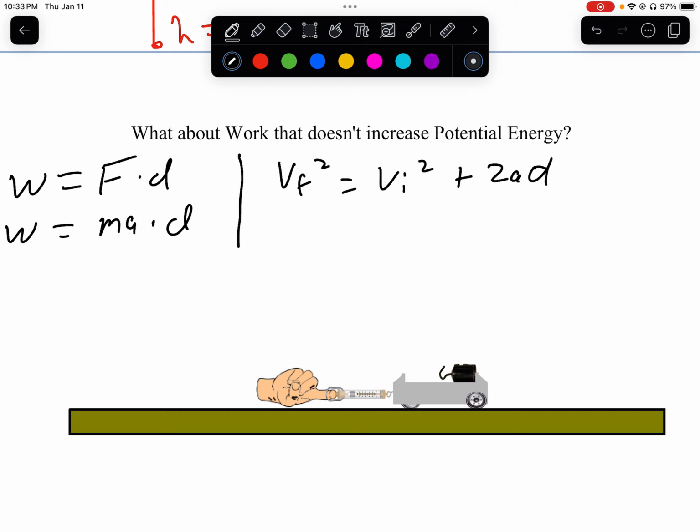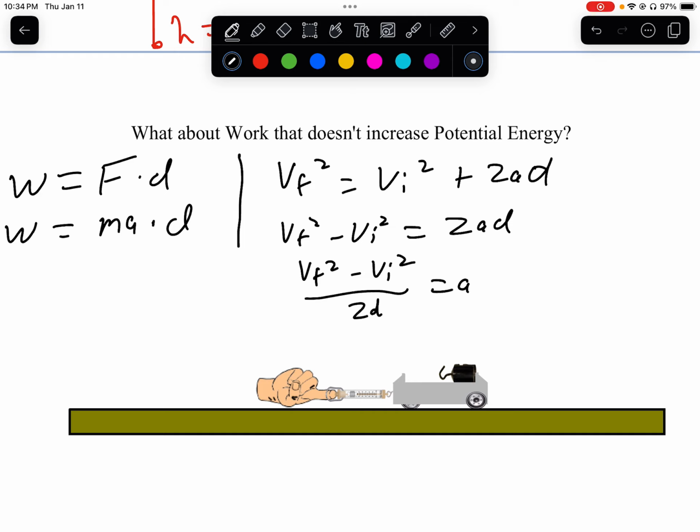I'm going to rearrange this equation to solve for acceleration. So vf squared minus vi squared is equal to 2ad. Then I'm going to divide the 2d over to the left side. So I get vf squared minus vi squared divided by 2d is equal to a.